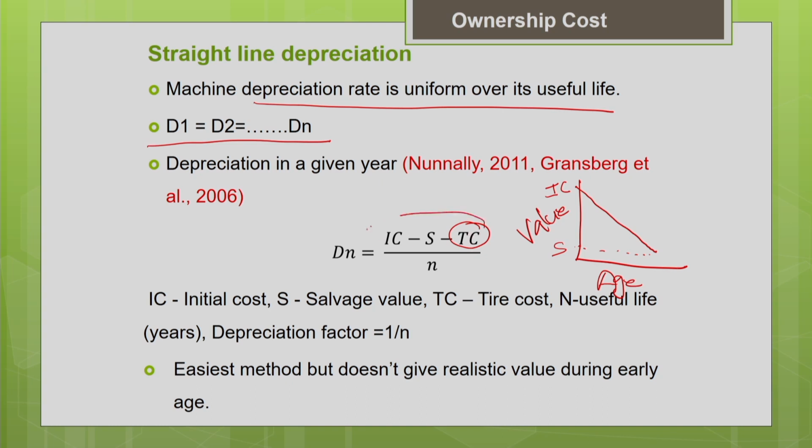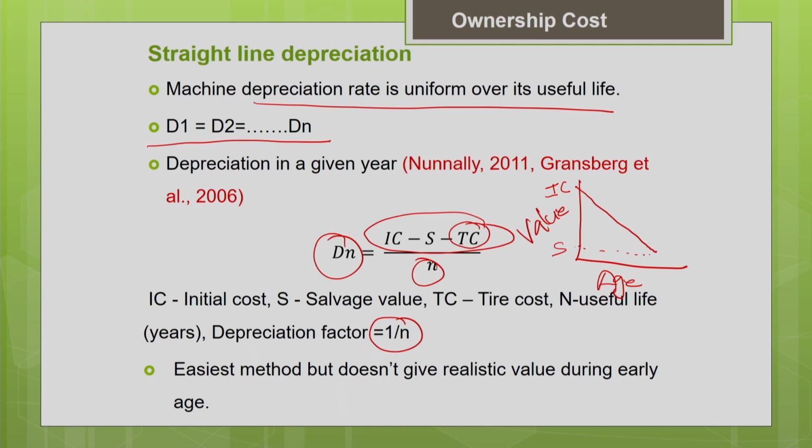This will give you the total depreciation, divided by the number of years in the useful life of the machine. That will give you the annual depreciation every year. So here the rate of depreciation is 1 by n. Depreciation factor is 1 by n.